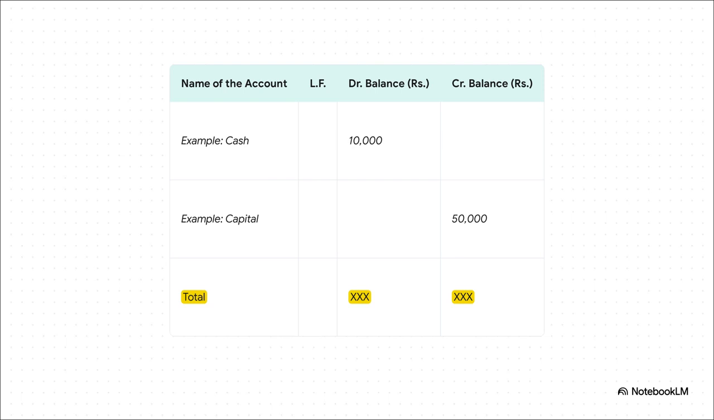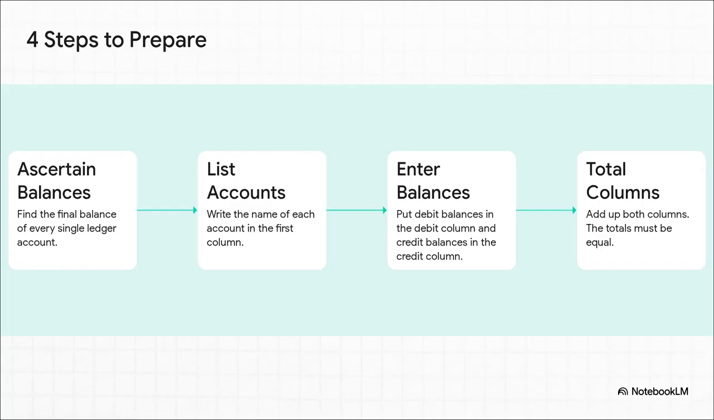Then you've got your 2 money columns, one for all the debit balances and one for all the credit balances. And way down at the bottom, you have the totals for each column. And those 2 totals have to match perfectly. And look, it's just 4 simple steps. If you follow these, you'll get it right every time.